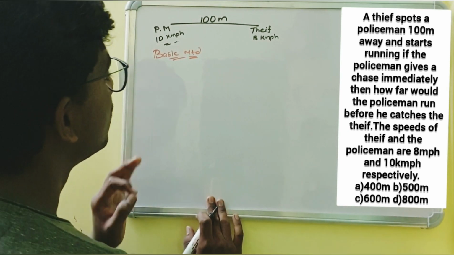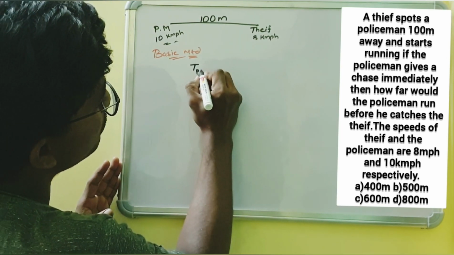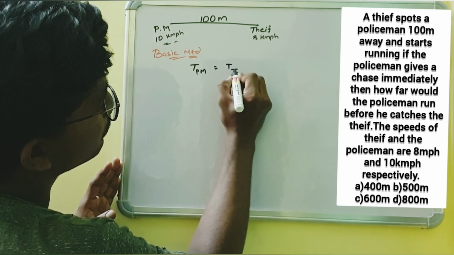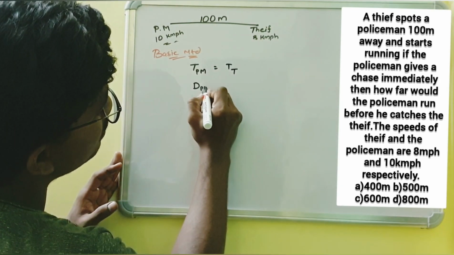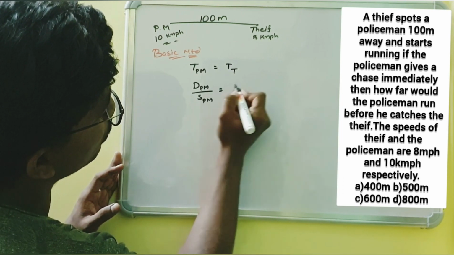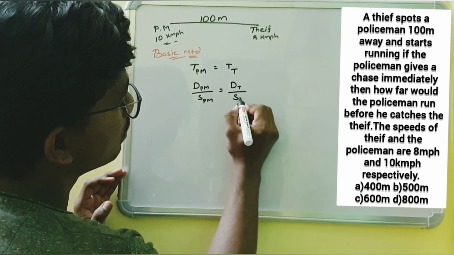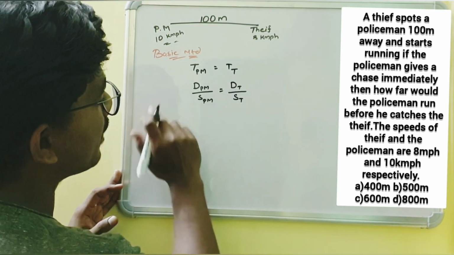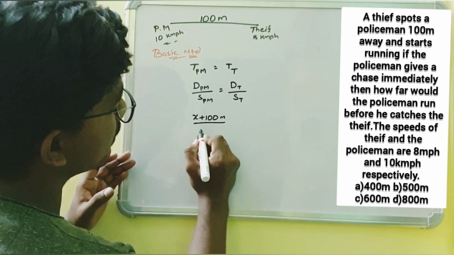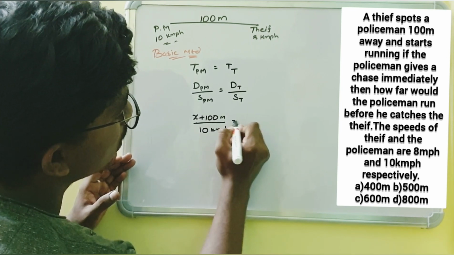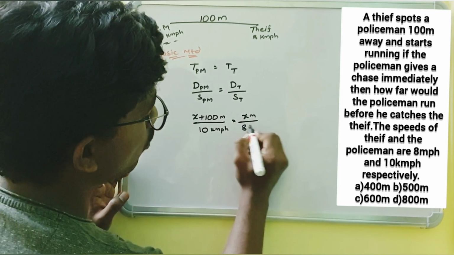So I am equating the distance and speed. We have to equate the time of policeman and the time of thief. Okay. See, time is nothing but distance by speed. So distance travelled by the policeman over the speed of policeman is equal to distance travelled by the thief over the speed of the thief. Okay. Here the distance travelled by the policeman is x plus 100 meters and the speed of the policeman is 10 kilometers per hour. And the distance travelled by the thief is x meters and the speed of the thief is 8 kilometers per hour.